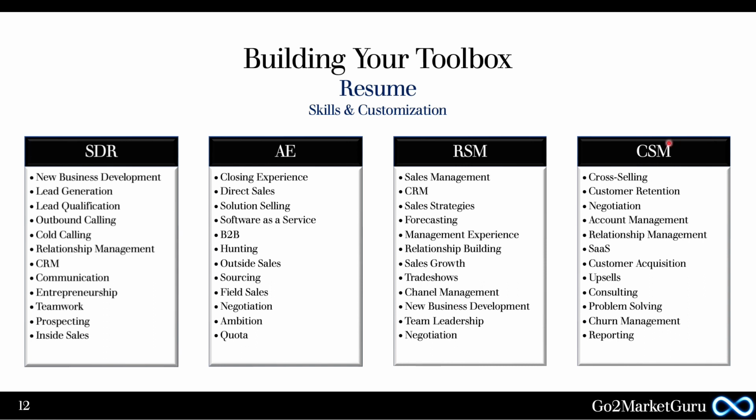And then lastly, CSM, Customer Success Manager. This is a role that you can apply to right away or generally pivot from an AE or an RSM. They basically do post-sales account management. And they're concerned with cross-selling, upselling, customer retention, SaaS, consulting, problem solving, churn management, something that's very important. Churn means losing a client. That's their job, to prevent that. And reporting and so forth. So these are some keywords that are super important.